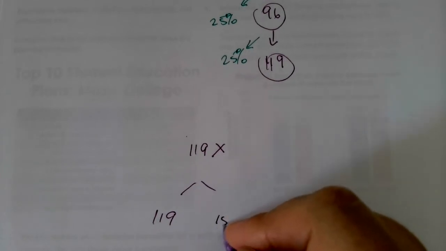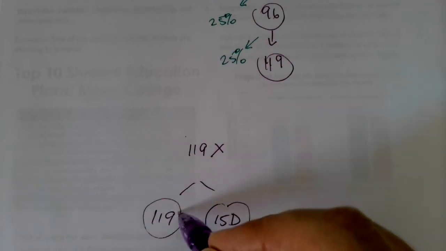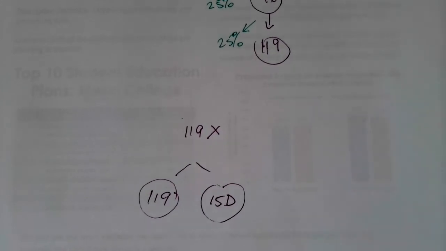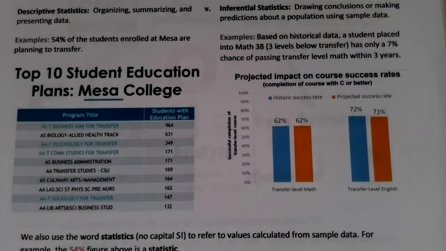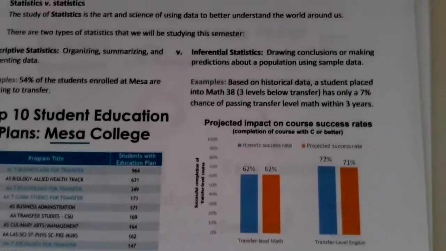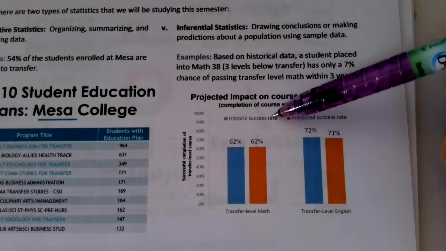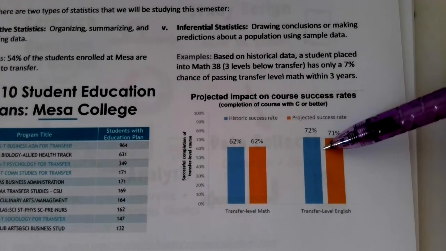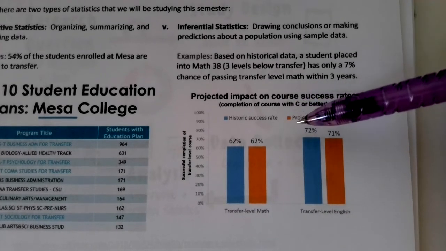Okay, so we're calling it 15D right now. This is the algebra support portion. This is 119, and it works really well for stats class because stats is not very algebra heavy. And here's a projected success rate. This is a transfer level math, historic success, and this is a projected success. So when we make projections, then that becomes an inferential statistic.